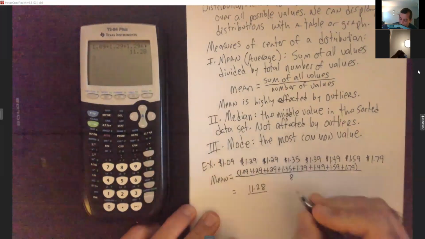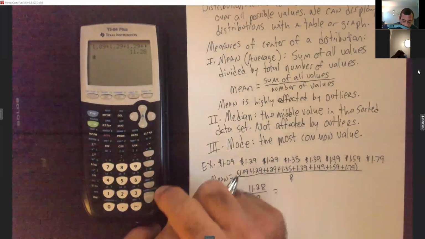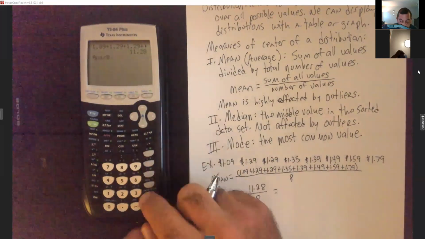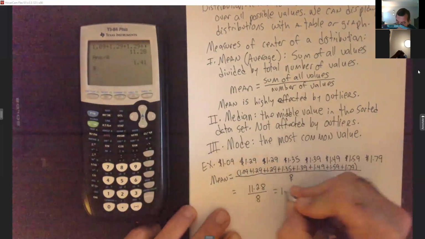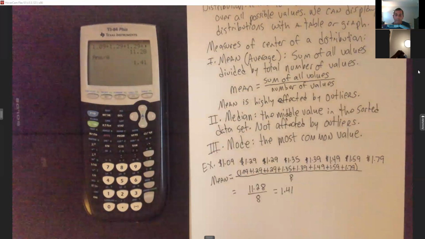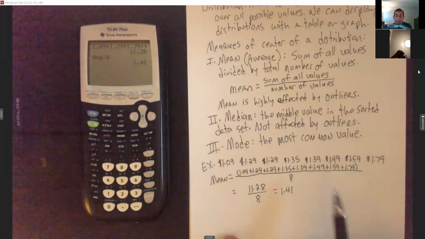We're going to divide that by 8, which is that bottom number. So 1128 divided by 8 will give us an average of $1.41. All right, so that was the mean or the average of all 8 of these added together, okay?